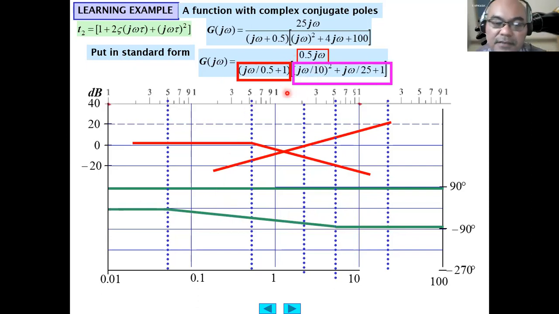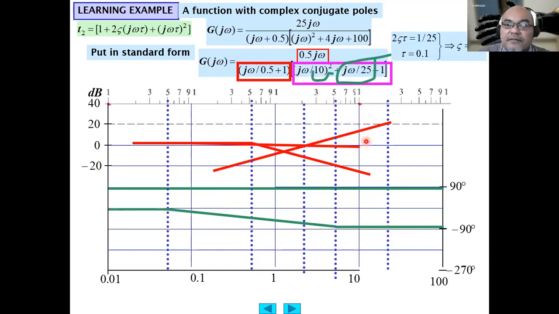And the last one is the quadratic form. From here we derive first 2 zeta tau equals 1 over 25, while tau equals 0.1, since this is supposed to be j omega tau. So from here, zeta equals 0.2.